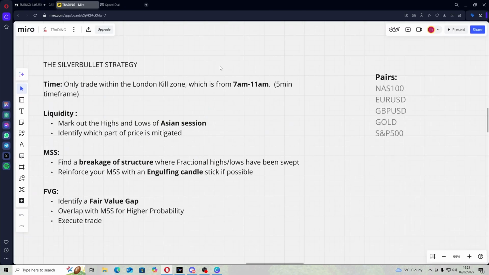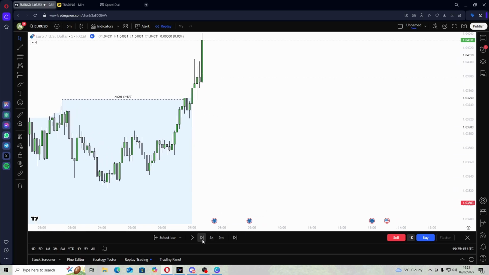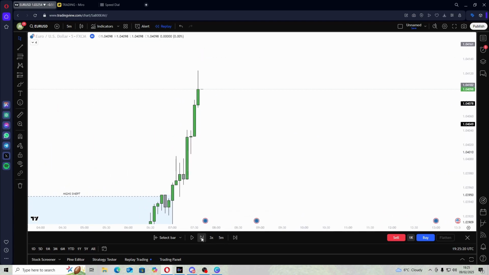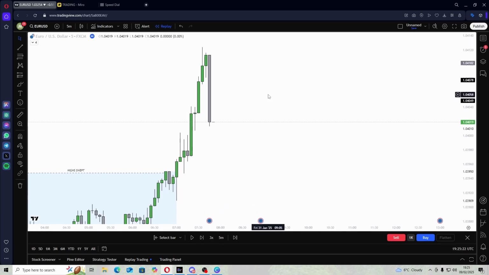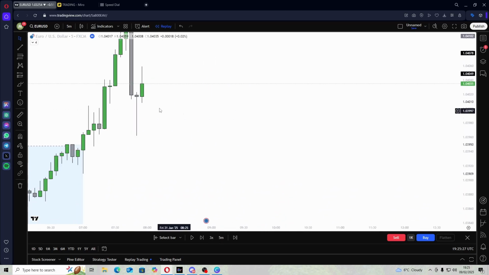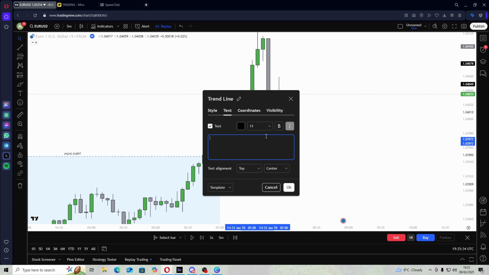Okay, so all you need to do is find a breakage of structure where fractional highs or lows have completely been swept, and we can reinforce this with an engulfing candlestick if possible. What this means is you need to find a breakage of structure towards the downside. We're just waiting for breakage of structure towards the downside where fractional lows are swept. So there we go, we just got a great candle, and right here you can see that price has actually swept the highs. This will be our market structure shift right here.